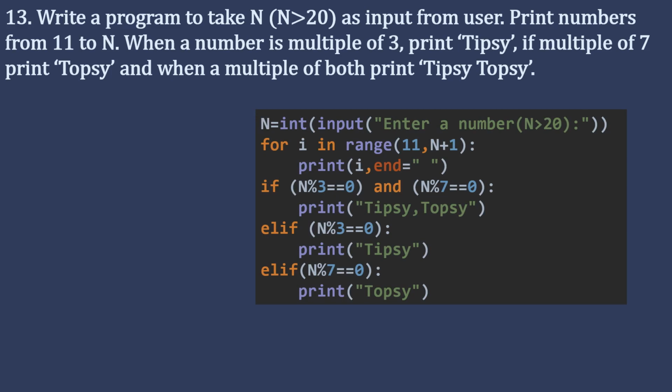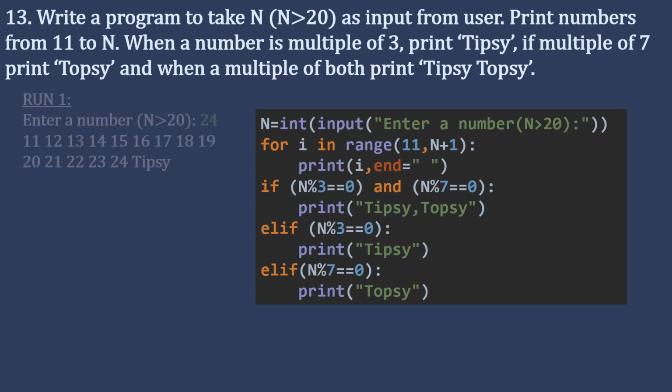Then we have to use a for loop to print all the numbers starting from 11 till that number. So simply, you have to write for i in range 11 till n plus 1, because we have to print till n, so you have to take n plus 1. Just print i. Then you can end with a space so that all the numbers will appear in the same line, separated by space. Now, in the first if condition, you have to give if the number is divisible by both 3 and 7, then you have to print tipsy topsy. Else if it is divisible by only 3, then it has to print tipsy. Else if it is divisible by only 7, then it has to print topsy.